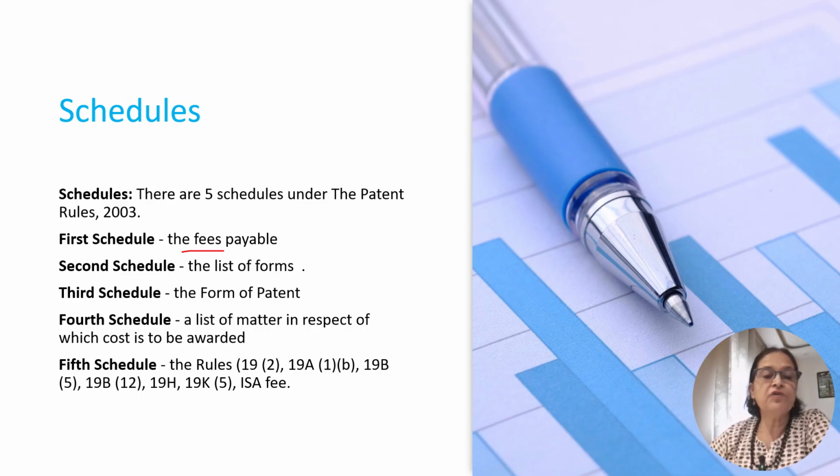Third schedule is the form of patent. Fourth schedule is a list of matters in respect of which cost is to be awarded. And fifth schedule is related to rules 19 to 19A, 19B, 19H, 19K, and ISA fees, International Search Authority fees. So these fees are applicable with respect to PCT, and we'll talk about it in detail in the PCT session.